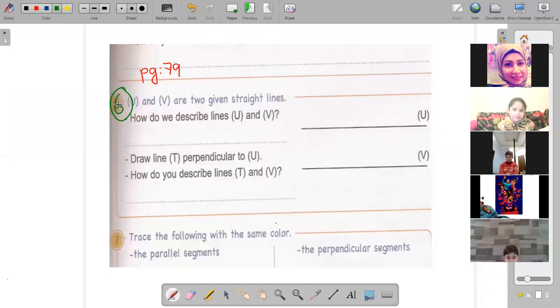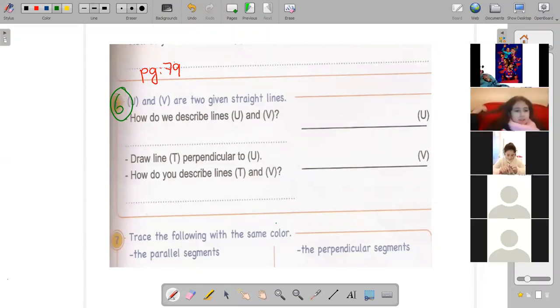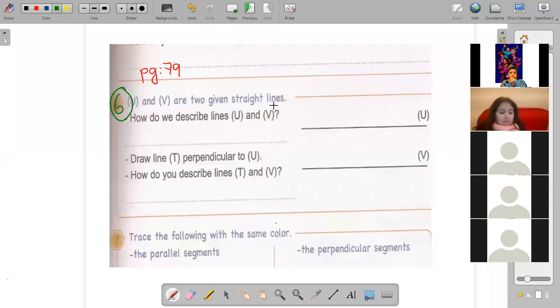We'll start with Mahdi Atiyeh. From my list, I will choose. Mahdi Atiyeh. Yes. Yalla ya Mahdi. Please read exercise 6. U and V are two given straight lines. Okay. Straight lines.